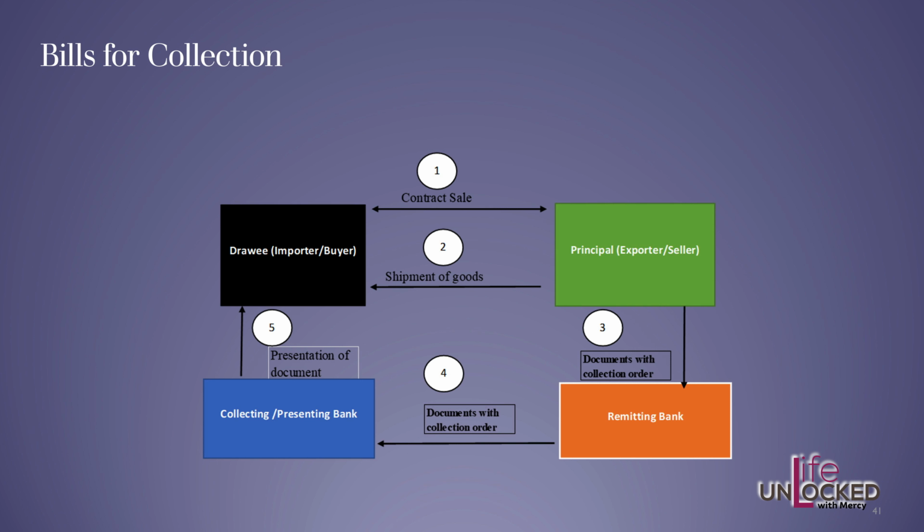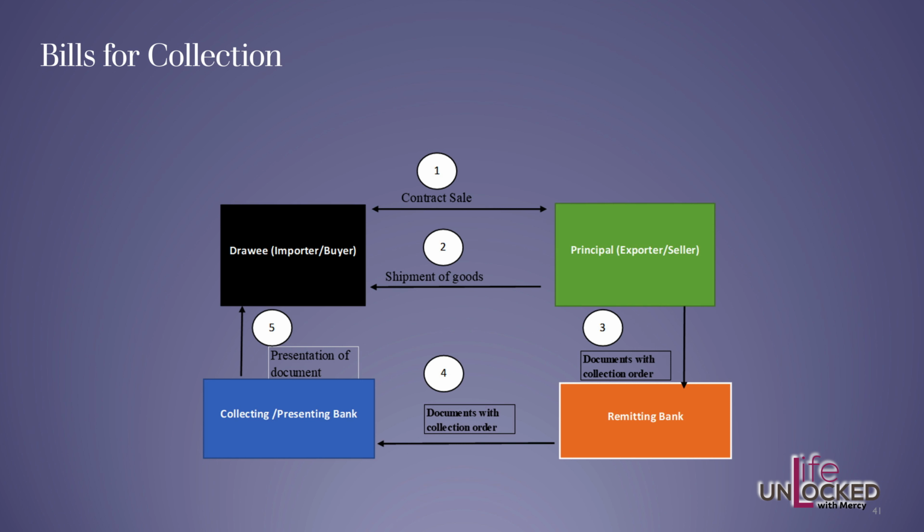The exporter and the importer agree by presentation of a sales contract to show that the terms and conditions are acceptable to you. And once the sales contract has been concluded, the next thing is the pro forma invoice, and the exporter will ship the goods, which is arrow number 2.